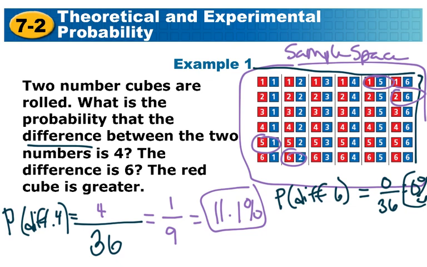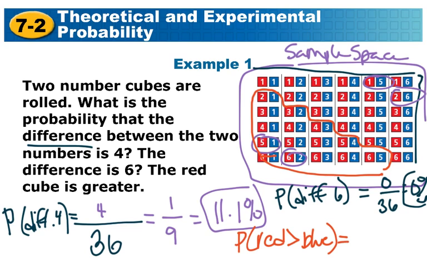And then the red cube is greater. So the red cube is greater, meaning the bottom part here, because 6 is greater than 1. It's not greater than 6, but then in fact all of these are going to be where red is greater than blue. And so we're going to have less than half, but 1, 2, 3, 4, 5, 6, 7, 8, 9, 10, 11, 12, 13, 14, 15. Hey, 15 out of 36.